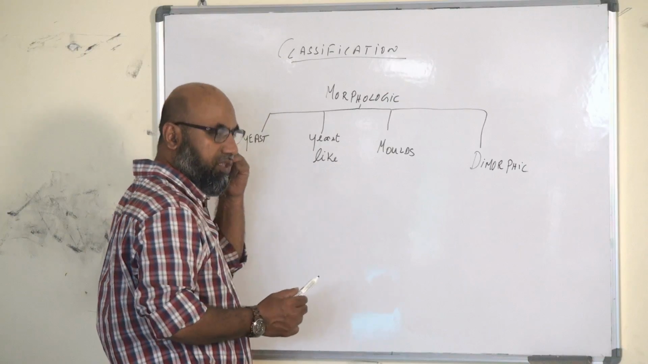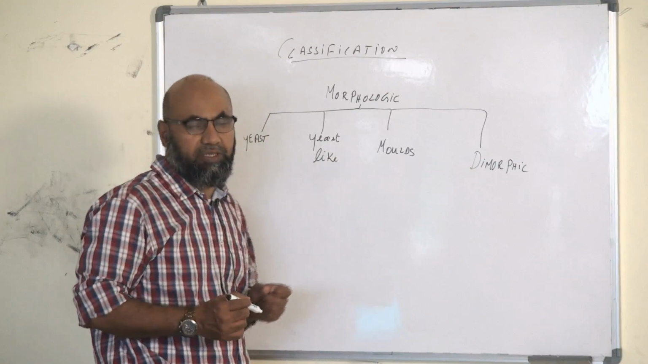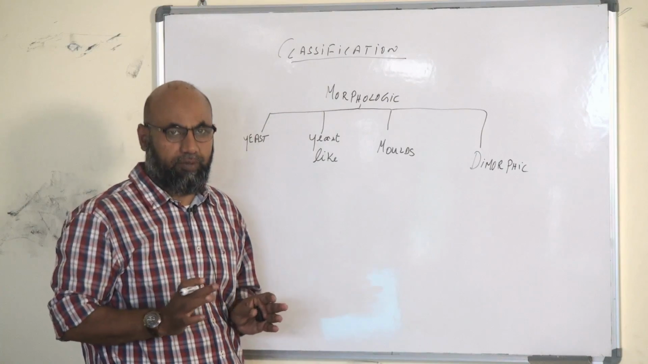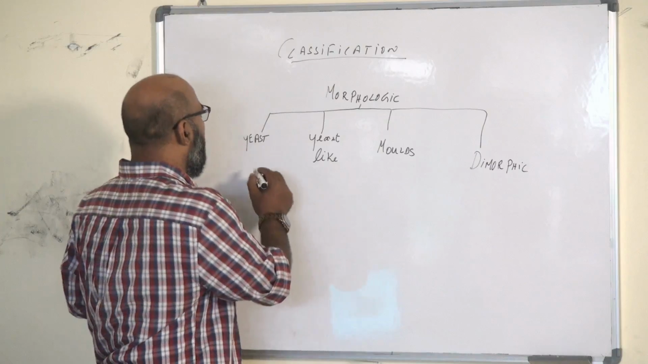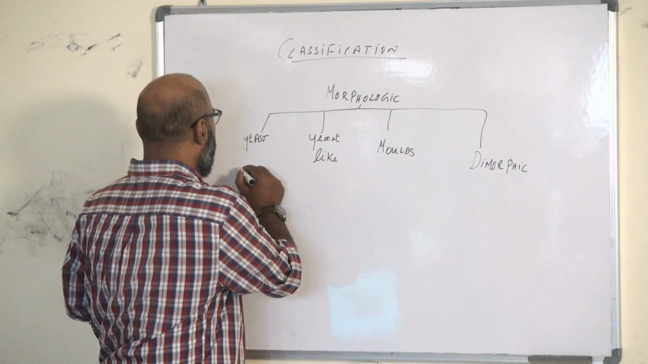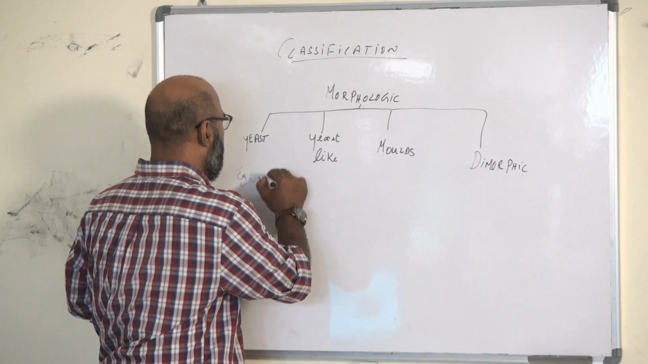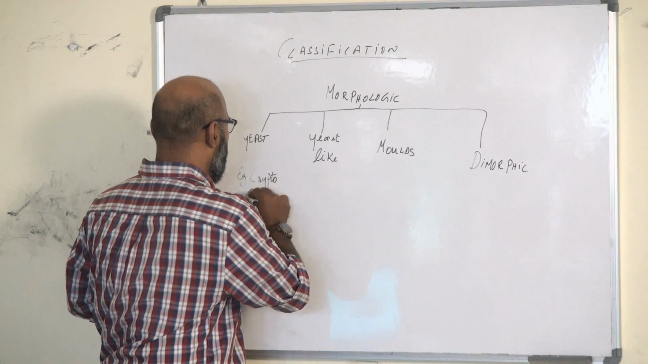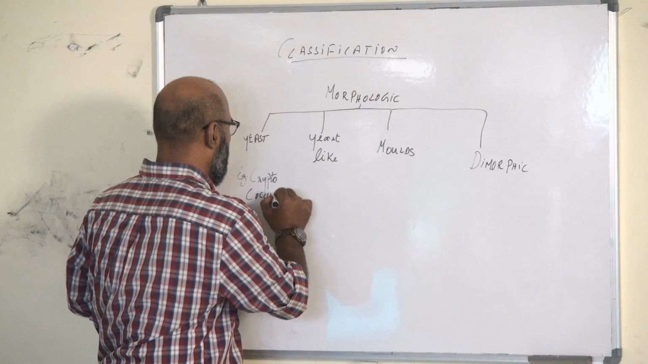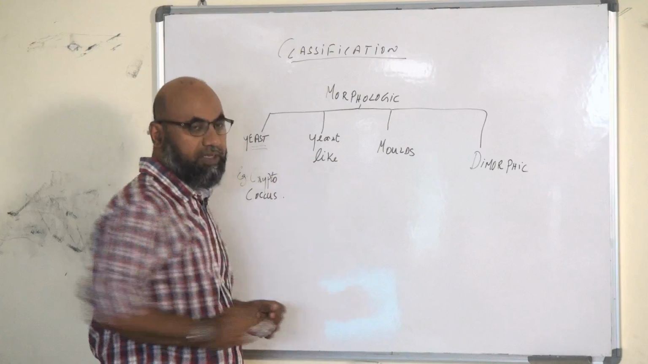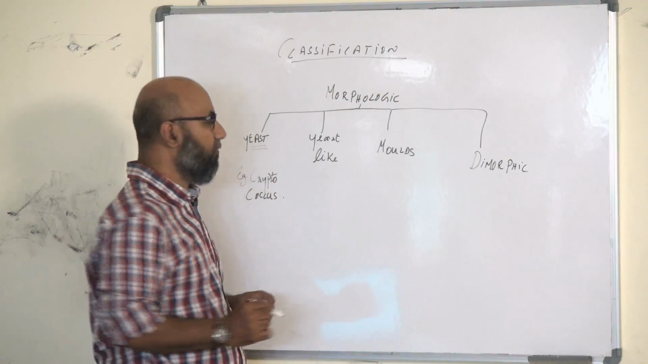Number one are the yeast. And what are the yeast? Yeast are basically just unicellular fungi. Okay, single celled fungi. An example of yeast is the Cryptococcus. These are basically single celled or unicellular fungi.